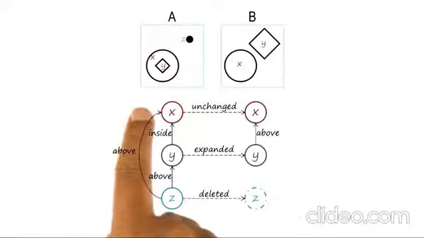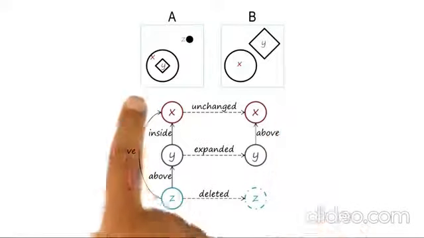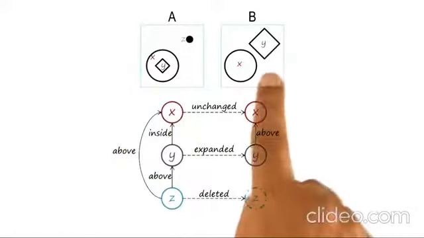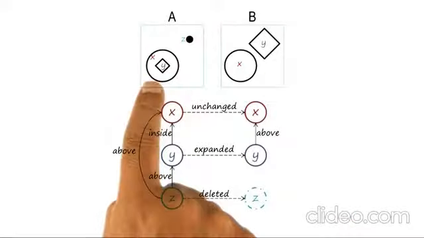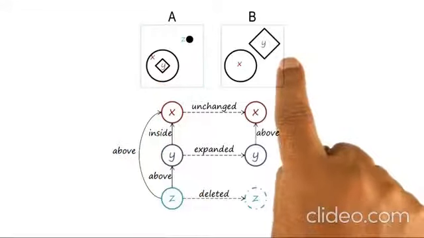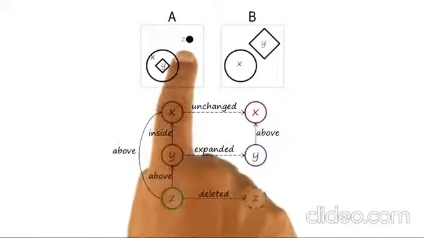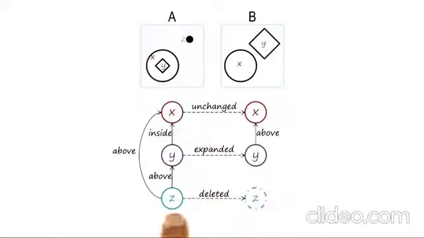So we might say that X is unchanged because X, the circle here, is the same as the circle here. Y, on the other hand, has expanded. It was a small diamond here, and it's a much bigger diamond there. Z, the black dot, has disappeared altogether, so we will say it's deleted. It's not there in B at all.